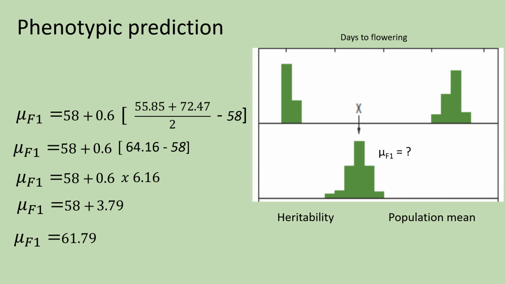Based on this, we can conclude that the average flowering date of the F1 offspring will be about 62 days. So you can go back to the first few minutes of this video and check whether this result matches the values that were given there.